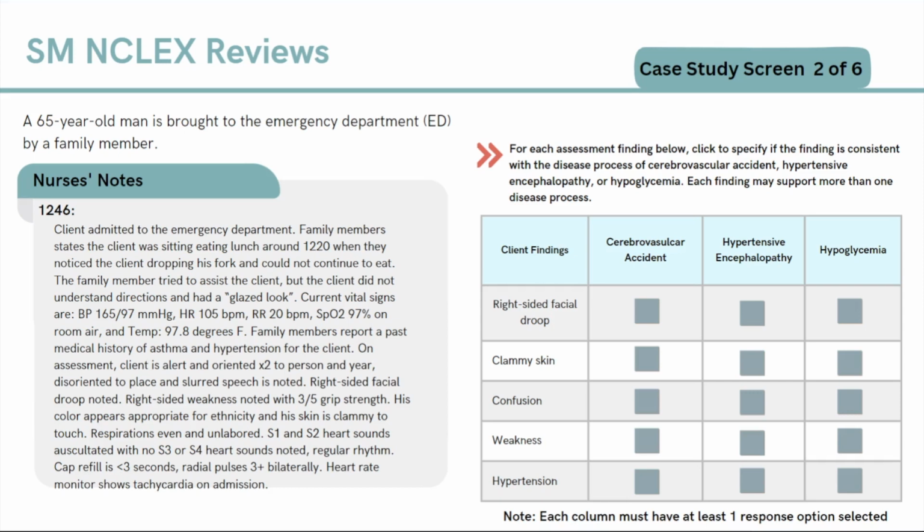And note, each column must have at least one option selected. Our 3 conditions listed again are cerebrovascular accident, hypertensive encephalopathy, and hypoglycemia. So we definitely want to look at each finding individually and answer which condition that can be seen in. Note again that each column must have at least one response option selected, but can have more than one. Pause if you need to and jump in when you're ready.